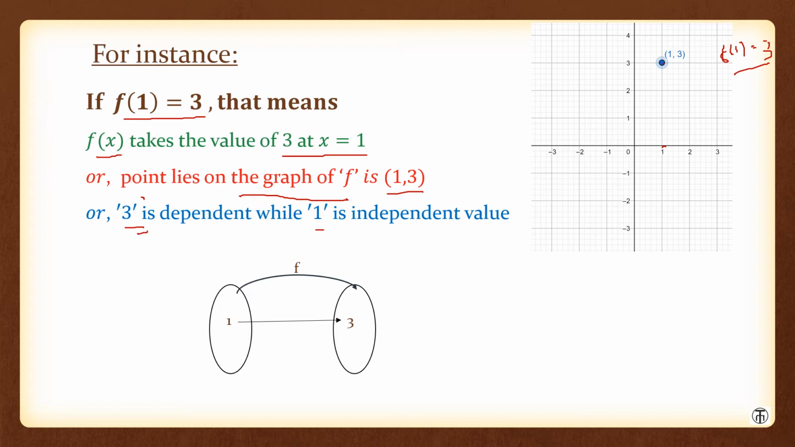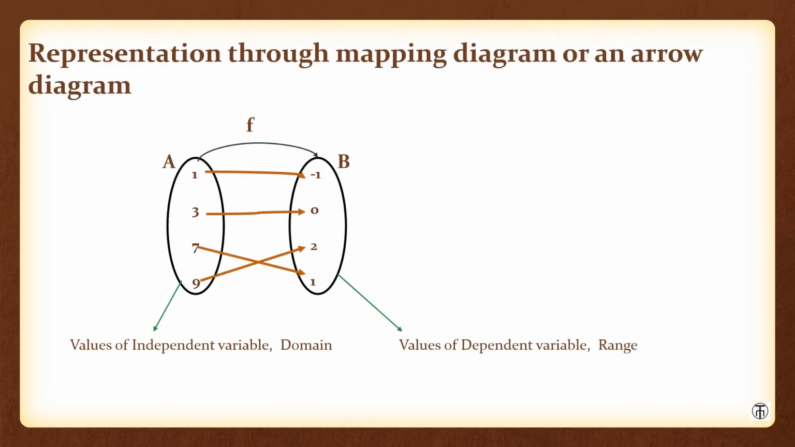According to the arrow diagram, we can show it like this. This is showing the domain set and this is showing the range. So here the range is 3 and 1 is the domain, and f is the function. So f is the function from domain to range, and this is from 1 to 3. These are the ways to represent it: representation through a mapping diagram or an arrow diagram.